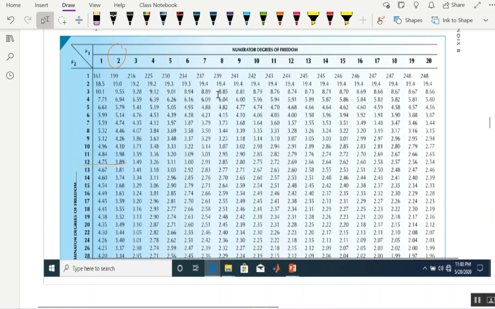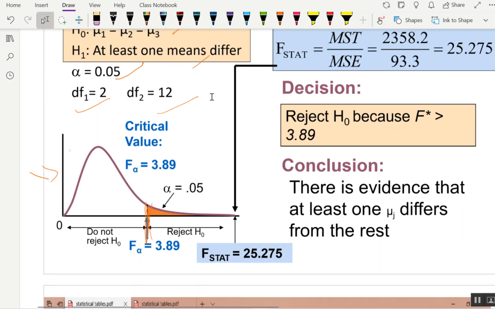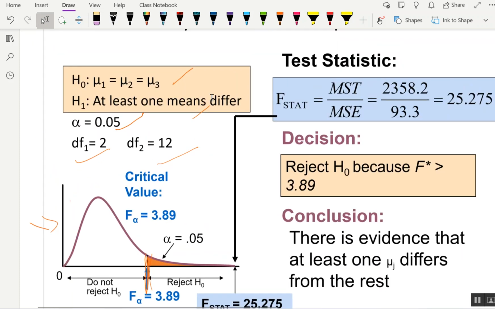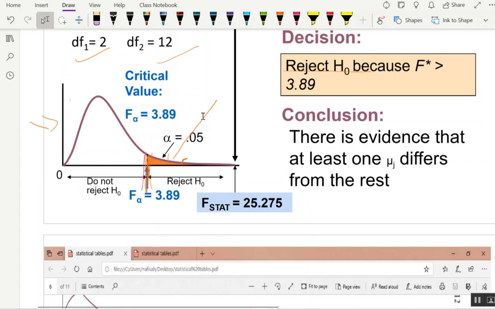And here again, to highlight, this table is for 0.05 alpha. Okay, so we get the value of the F here is 3.89. So you get the value here 3.89, and it becomes your critical value. Now you compare it with what you calculated, which is 25.25. Obviously this is much more than your critical value, so we need to reject because it is in the rejection area. So there is evidence that at least one differs from the rest of the population means.